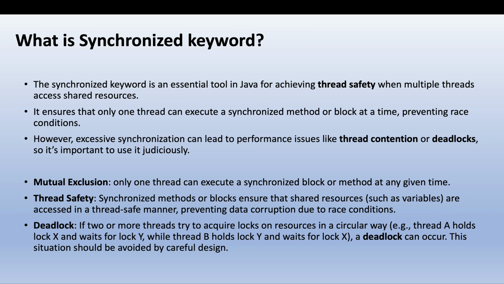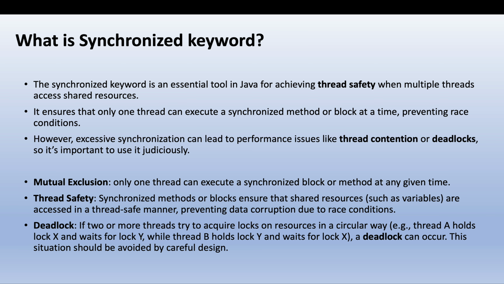The key points we have to remember about the synchronized keyword is mutual exclusion. That means that only one thread can execute a synchronized method or a block at any given point of time. Thread safety: it ensures thread safety because at a time only one thread can access the shared resource. That means that data corruption will not happen.